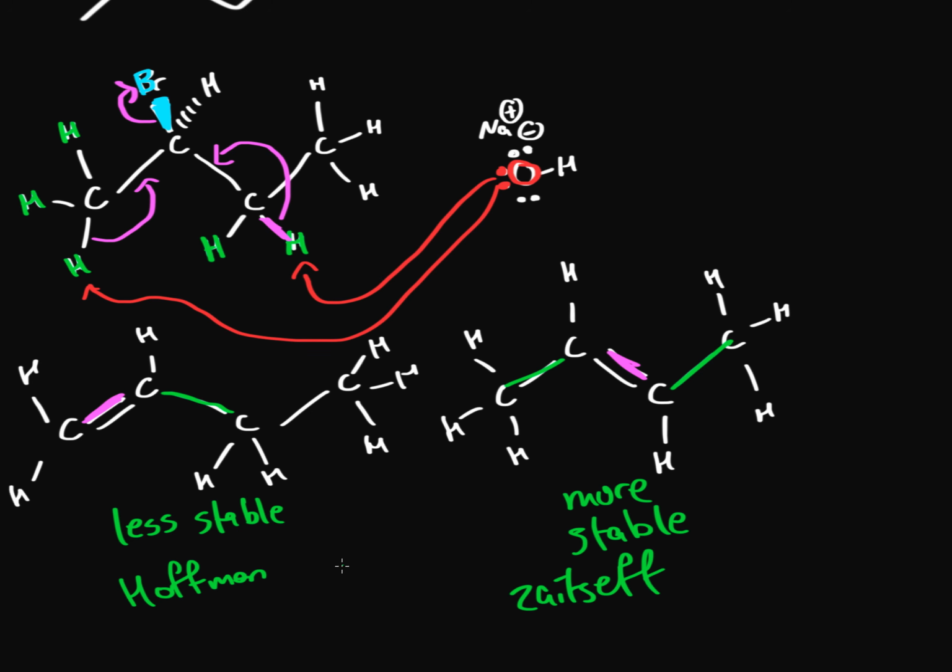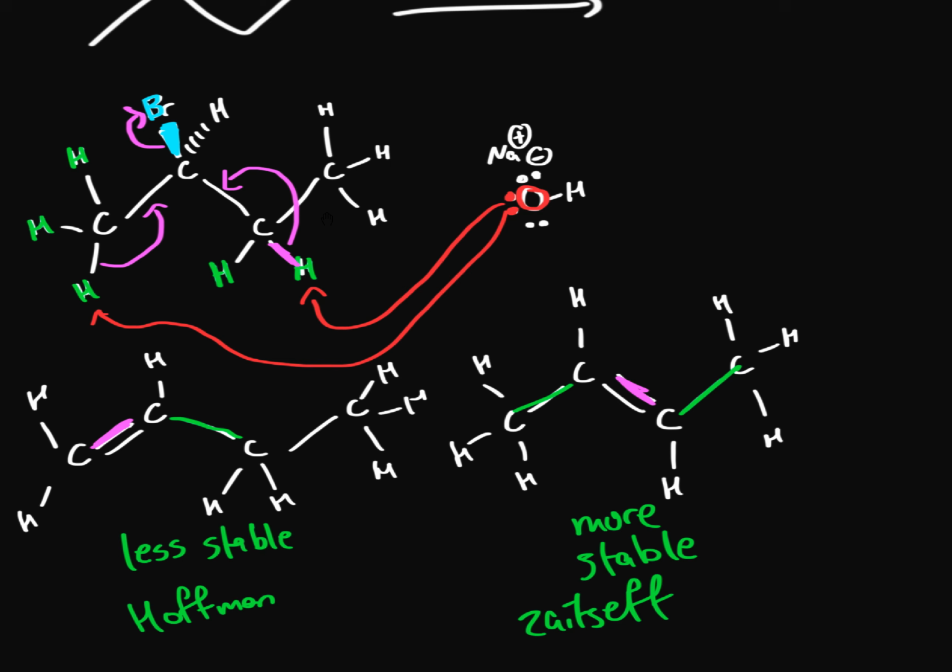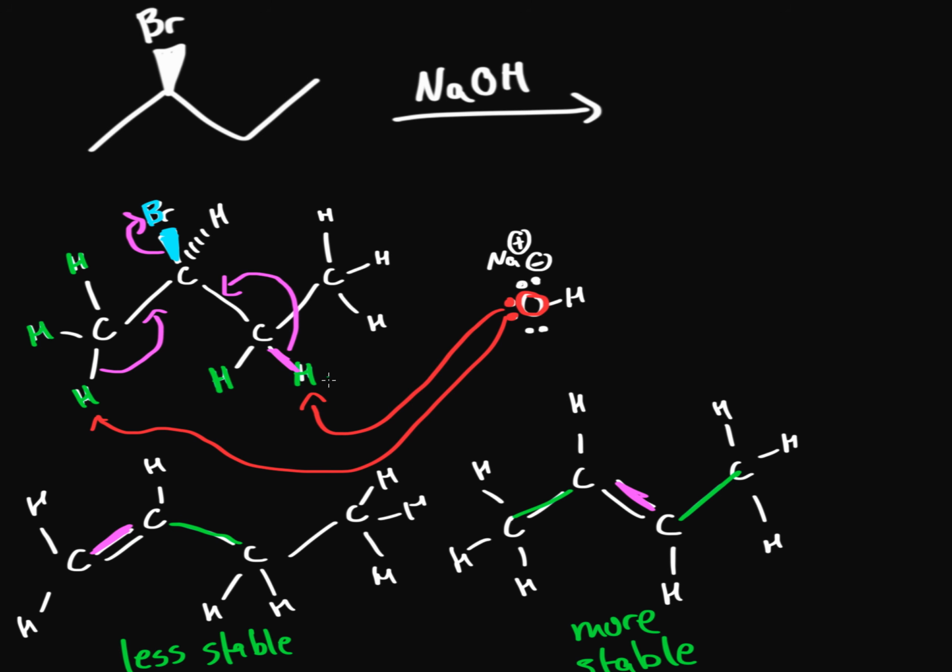And so these two can be manipulated. You can use a different type of base to get either of these, and we will show that in the next few examples. But first, let's talk about how we can manipulate a strong base and a strong nucleophile like sodium hydroxide to prefer an elimination reaction.